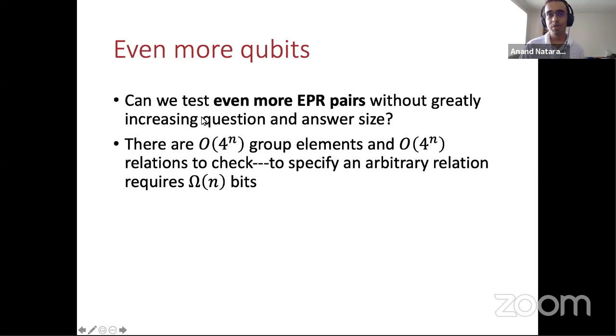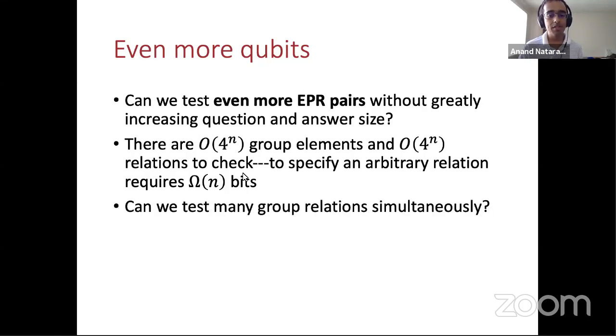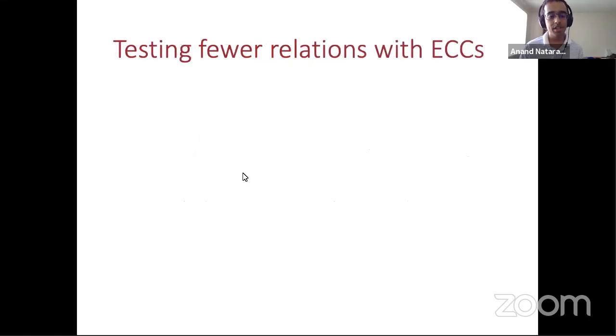Now in the Pauli group, there are 4 to the n group elements. And so just to specify a pair of group elements will require about n bits, which means that if you want to test 2 to the n EPR pairs, you need to specify 2 to the n bits to the provers, which we don't want to allow. So we have to somehow test many of the group relations simultaneously. And this is what the quantum low degree test does.